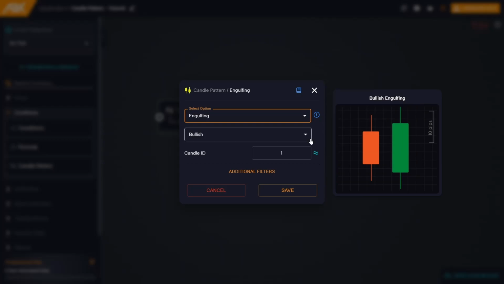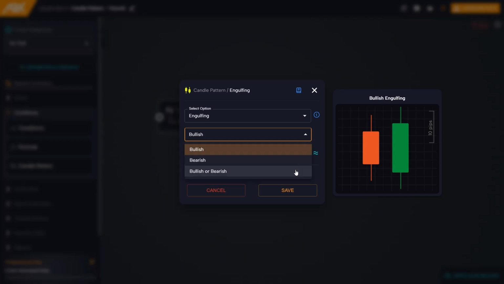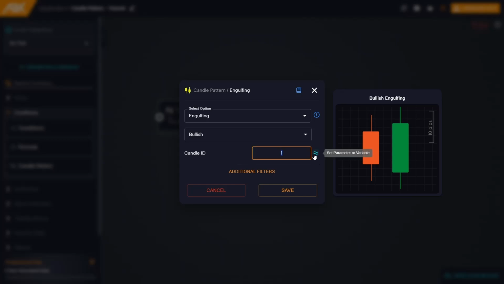Alternatively, clicking on Bullish opens another menu where we can determine whether we want the pattern to be bullish, bearish, or bullish or bearish. The second option we can customize is the candle ID, which defaults to 1. Here we can explain 3 rules that apply to all patterns we will create. The first rule is that the candle ID can never be 0. Writing 0 refers to the candle that is forming at that moment, and since it doesn't have a close, it's not possible to determine a pattern.